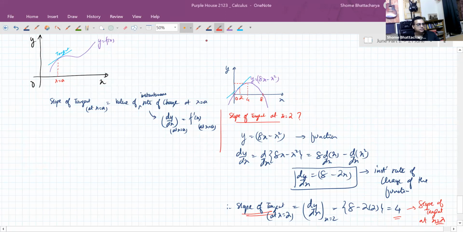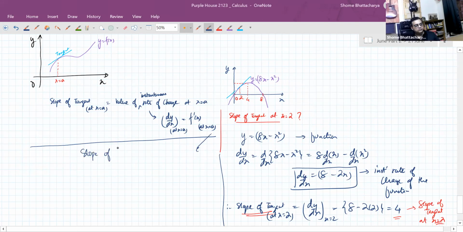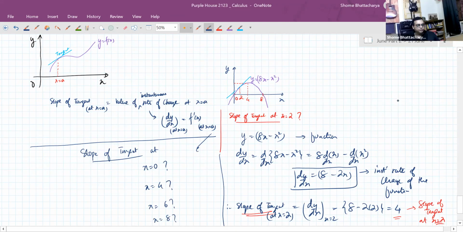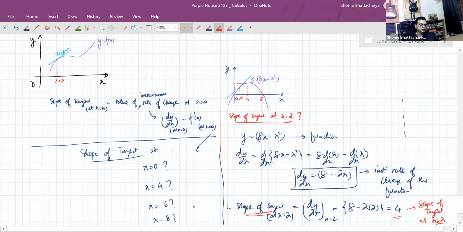Now similarly, let's also work out the slope of the tangent at the following points. So this we have to find. You have to just follow these steps which I have done over here. I have already done it for you for the point x equal to 2. So now you have to just repeat these steps for these other points. Make sure you understand these steps here and then apply them to this.